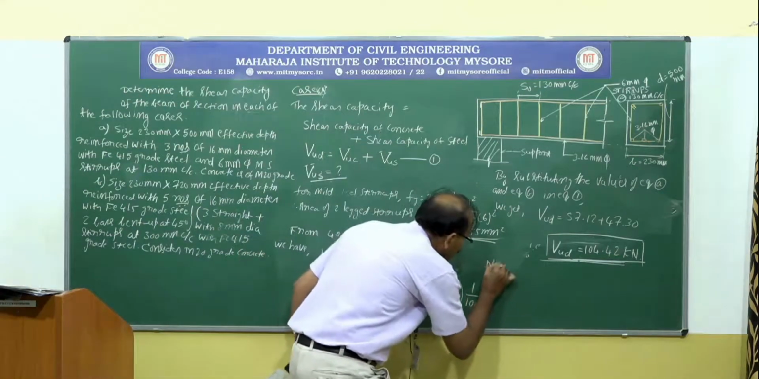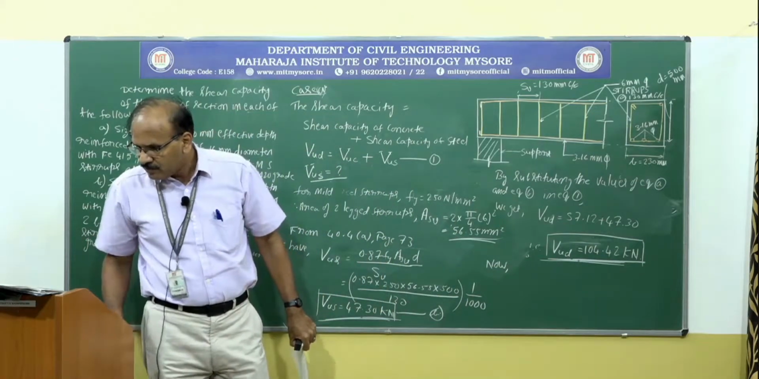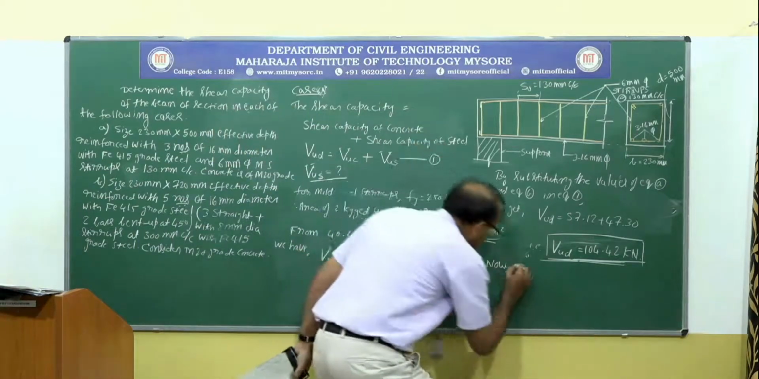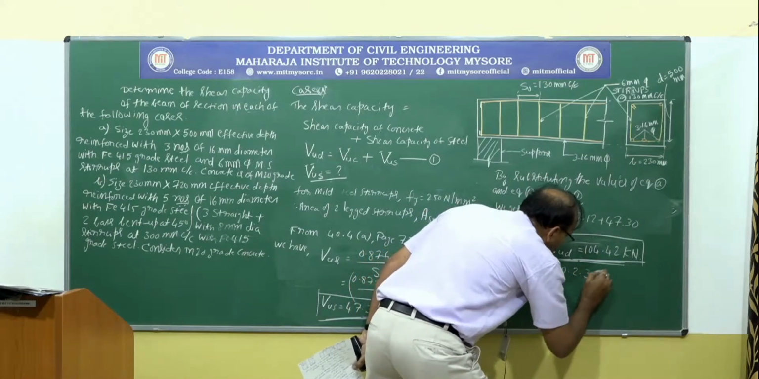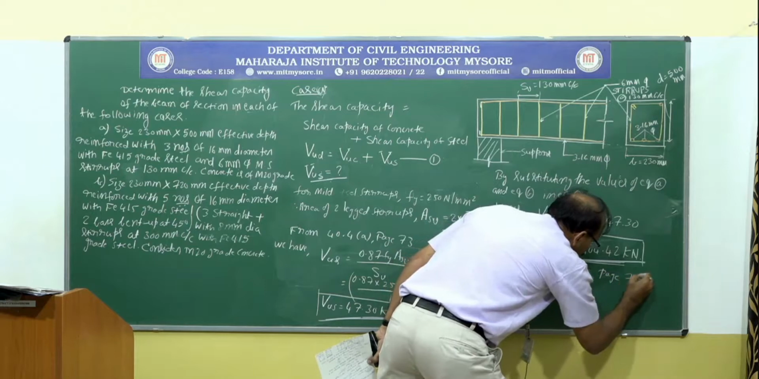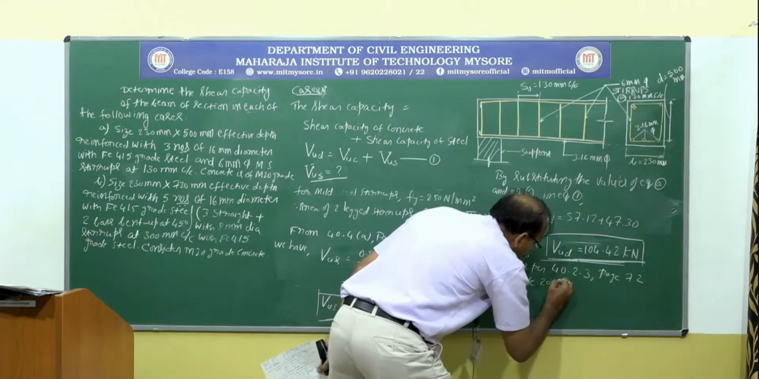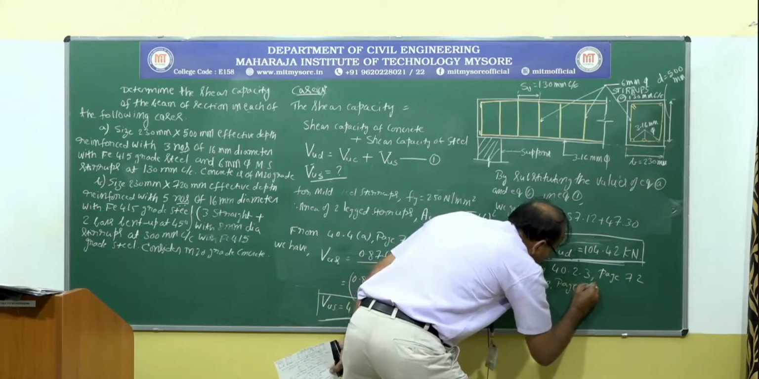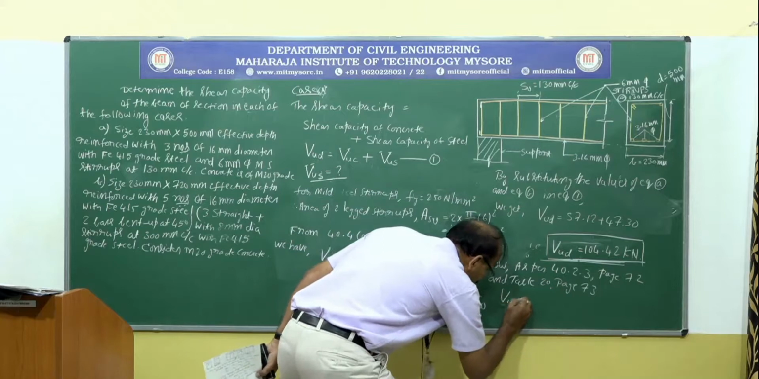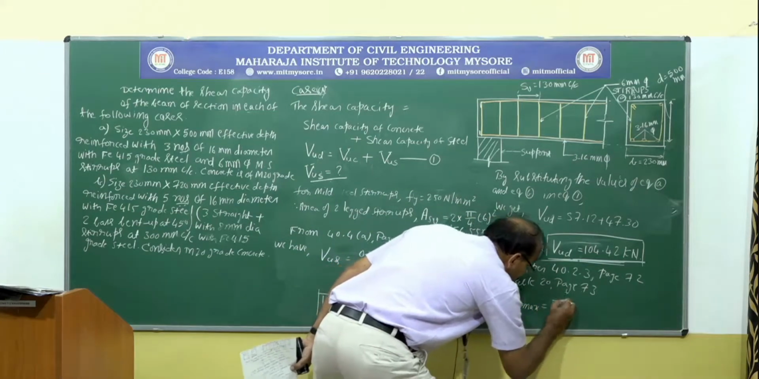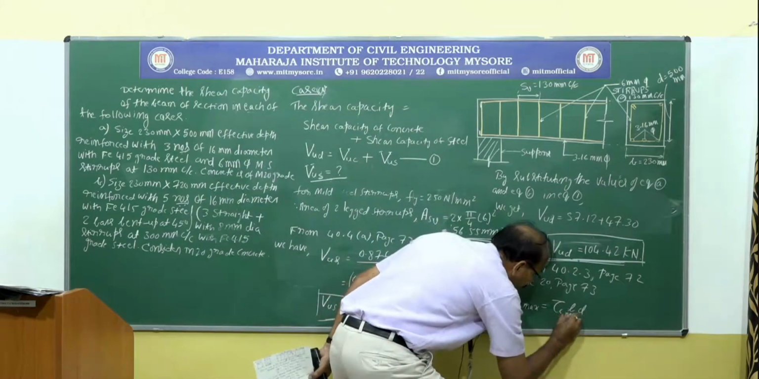Now, as per 40.2.3, page 72, and table 20 of page 73, VUD max equal to tau c multiplied by BD. Sorry, tau c max multiplied by BD.